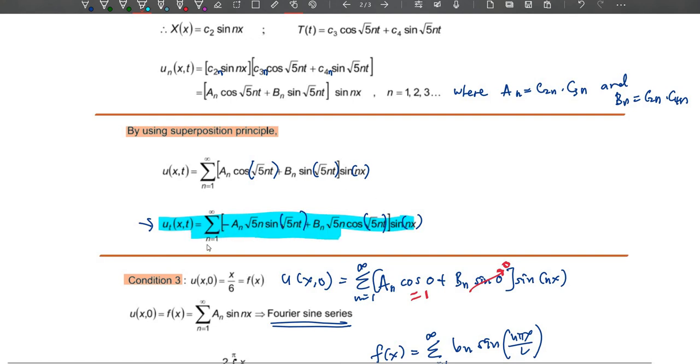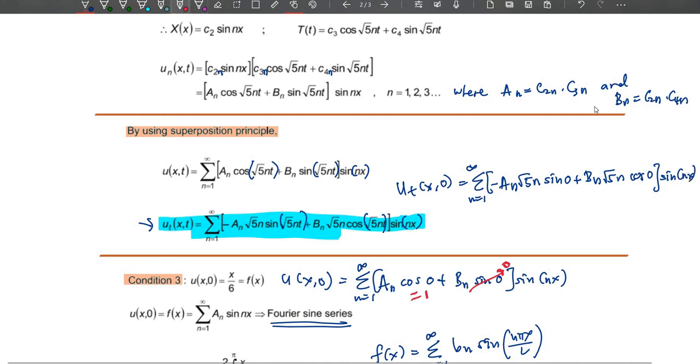Okay, so right now, when we substitute, I just write it here because it's easier for you to refer. Okay, that means here when we substitute ut x naught in condition 4, it is actually equal to summation n from 1 to infinity, open the bracket, negative an root 5 n sin 0 plus bn root 5 n cos 0, close the bracket, sin n x.